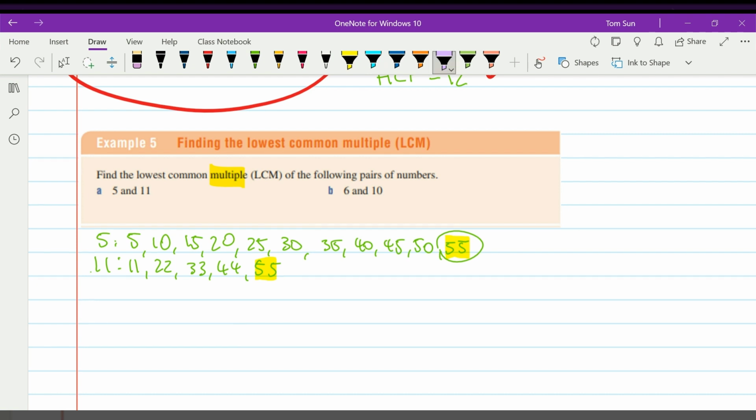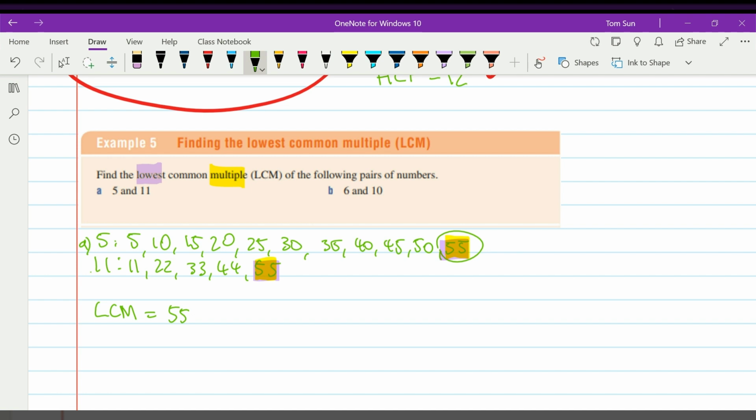But what are we looking for? We're looking for the lowest common multiple. So here, the lowest common multiple equals 55. That's one way you can find the lowest common multiple.